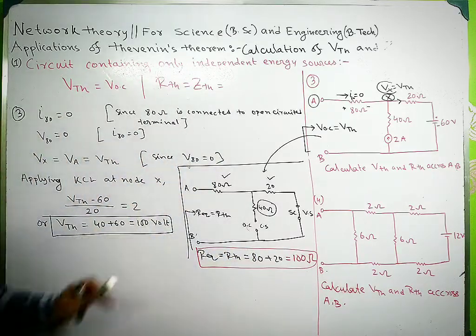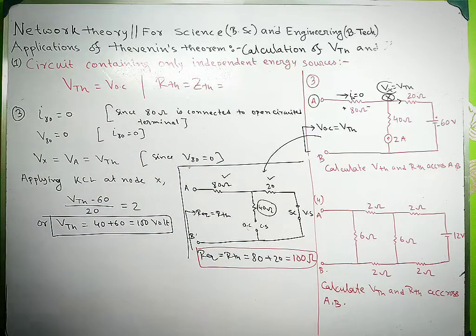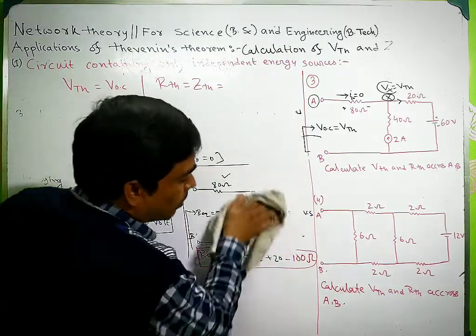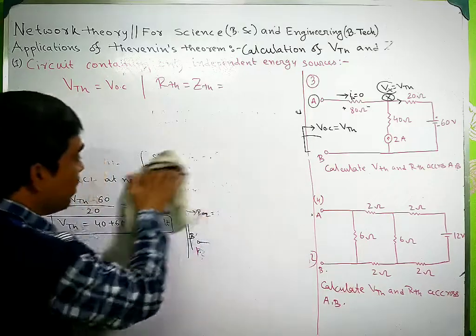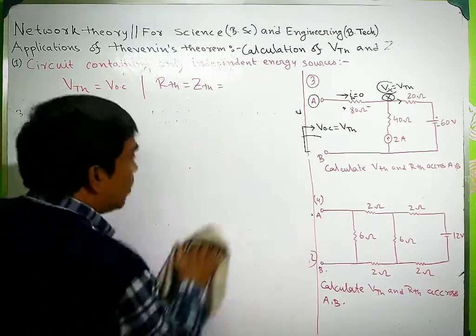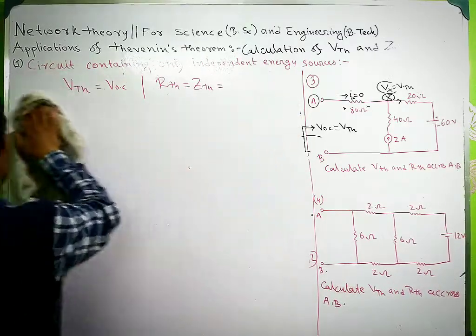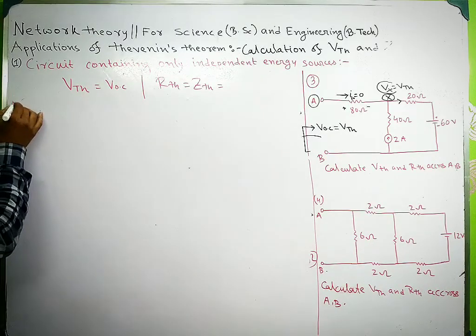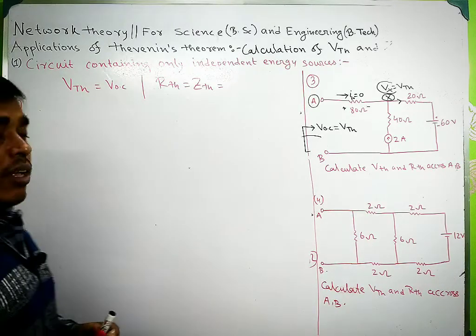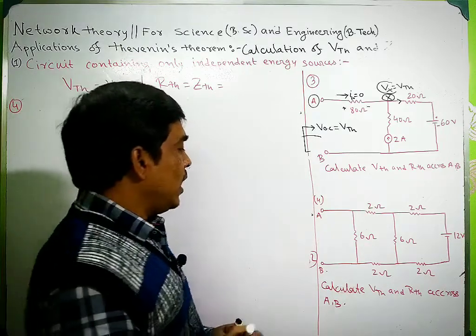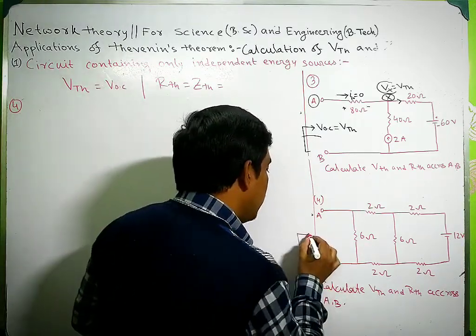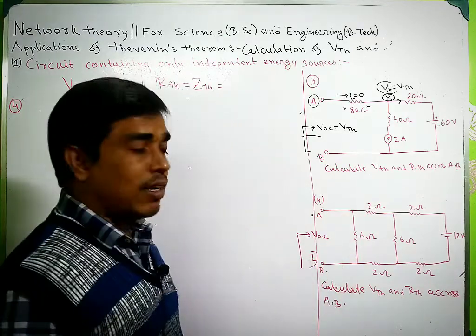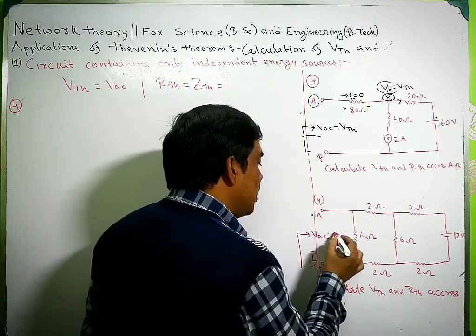So this is problem number 3. In the previous class I solved 2 problems, and there are another 2 problems. Now problem number 4. You have to calculate the open circuit voltage across this terminal. That will be the VTH.